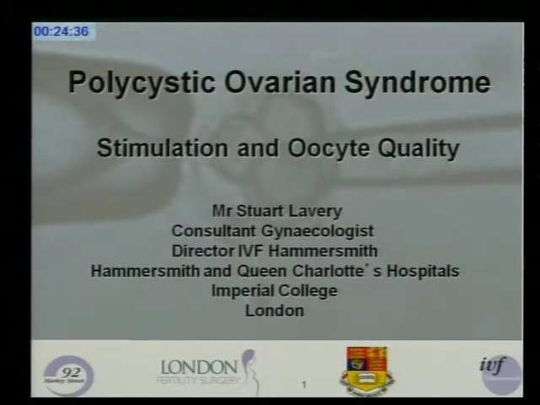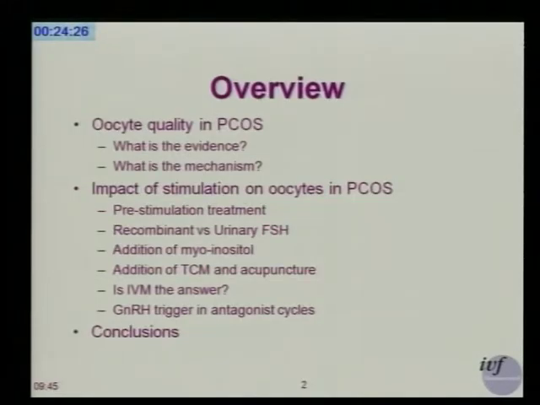Probably the worst thing that we see in our units is the epidemic of multiple pregnancy and also ovarian hyperstimulation syndrome. And this is a double challenge that we face in the management of these patients. So over the next 20 minutes or so, I'm going to talk a little bit about oocyte quality in these patients, a little bit about what the evidence is to show that there is problems or compromise in the oocyte quality, spend a little bit of time talking about the mechanisms underlying those abnormalities, and then talk about how that then impacts on our management with these patients and the different stimulation regimes that we can actually encounter.